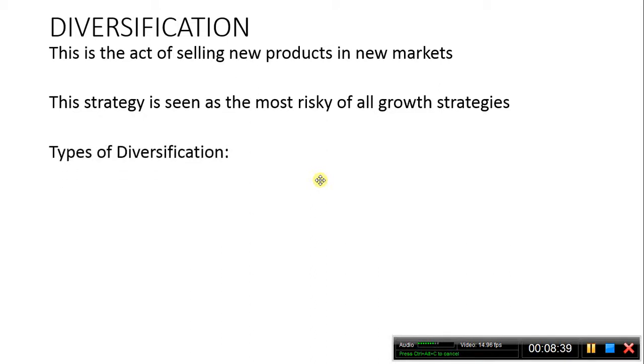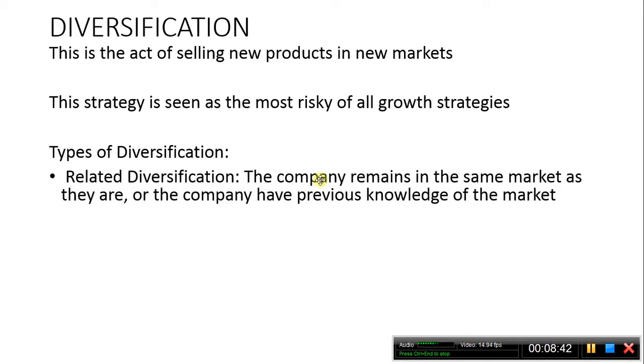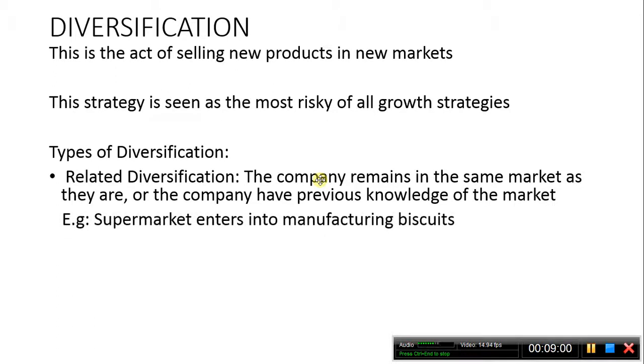There are two types of diversification. We have the related diversification. The related diversification is seen as the less risky one because the company expands into a market or industry where the company has previous knowledge. Let's look at a supermarket. Example, Tesco. If Tesco decides to enter into manufacturing of biscuits, they've sold biscuits before, they know how people buy biscuits, they know a lot about biscuits, the quality of biscuits they want. So they have knowledge about that market.